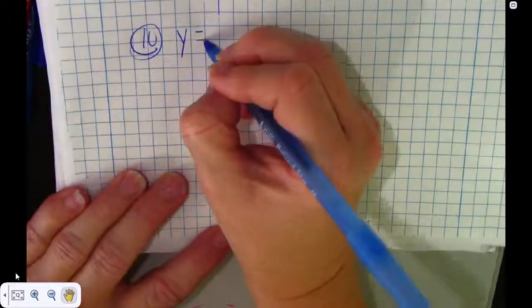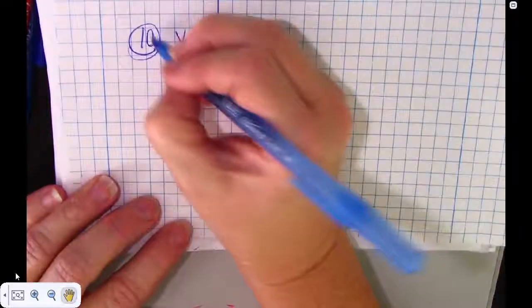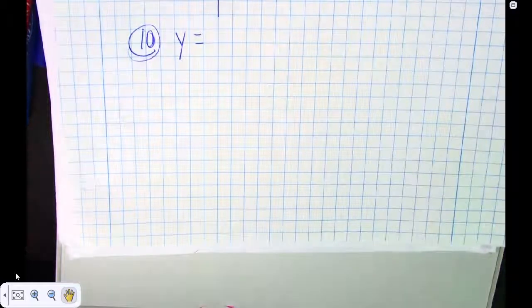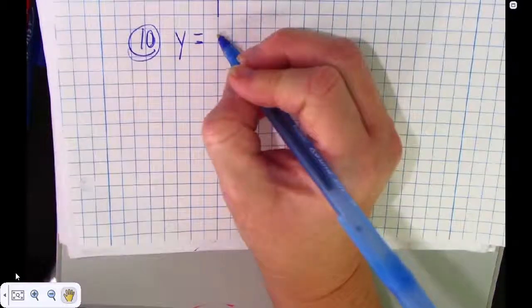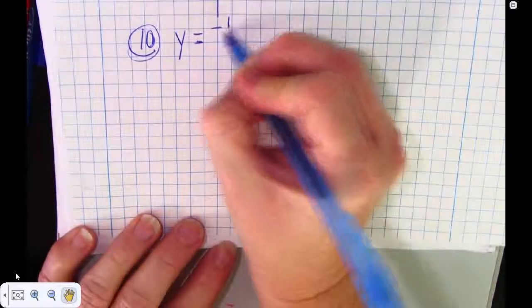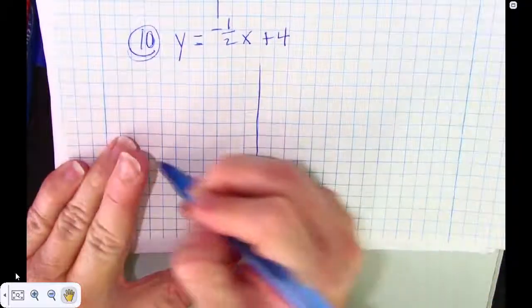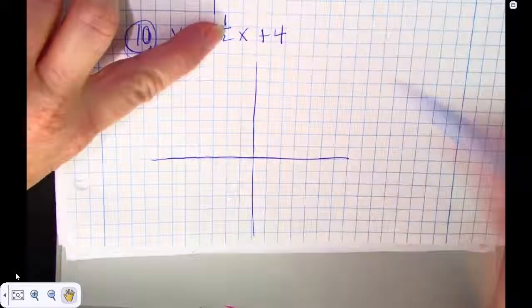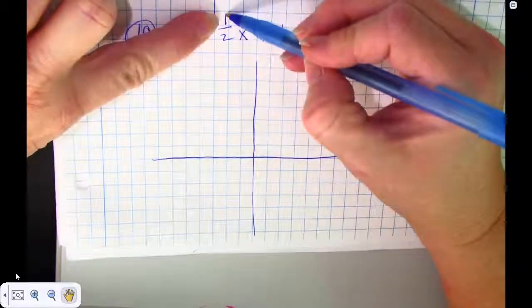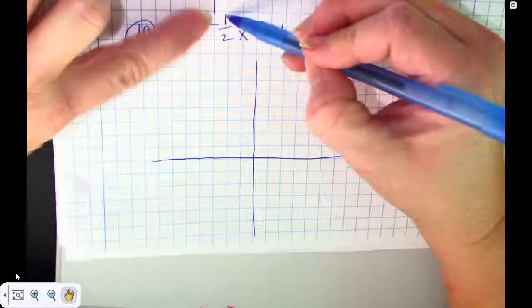Number 10. Last one. Go write number 10. Okay, negative half x plus 4. Now, on your grid, guys, your slope is -1/2. So you can put the negative on the 1 or the 2. It doesn't matter. You cannot put it on both. You can put it on one or the other.